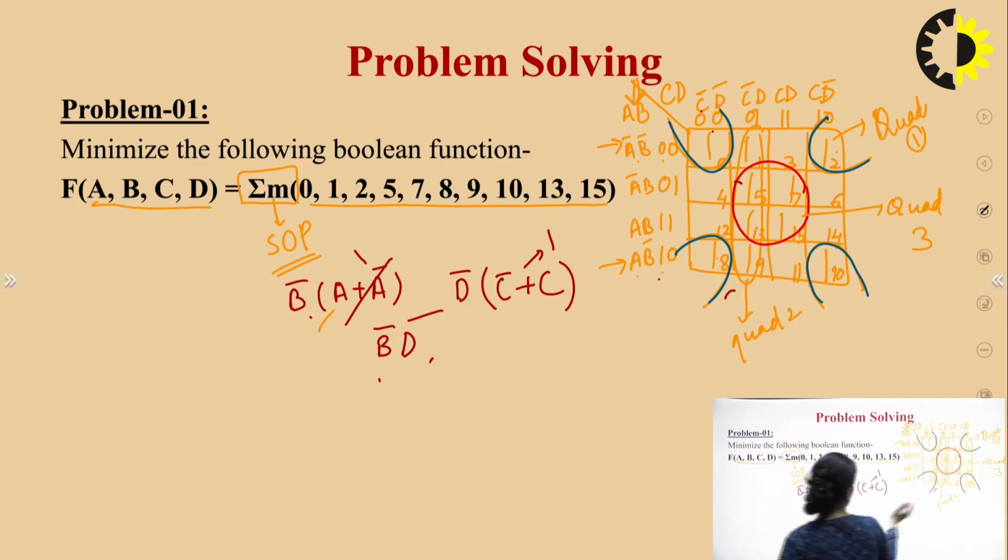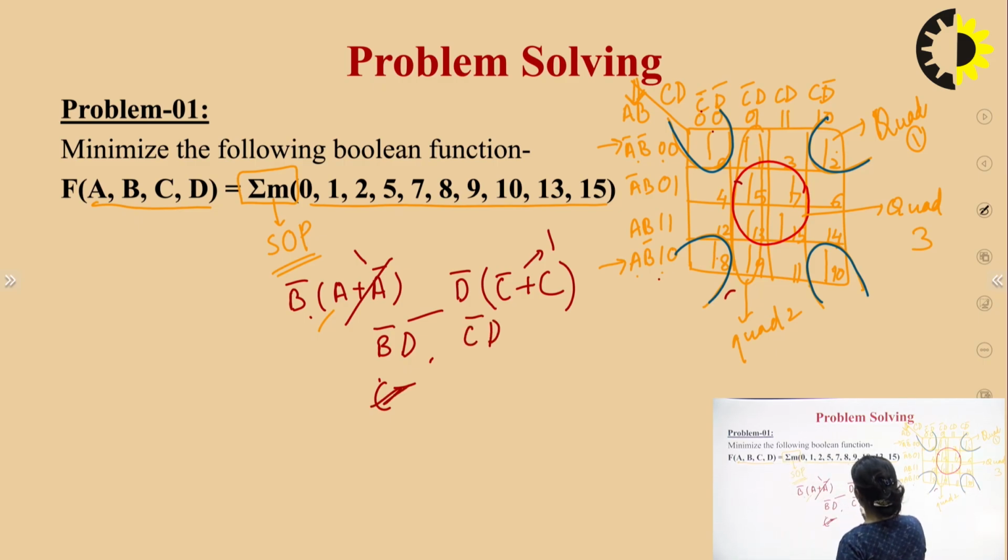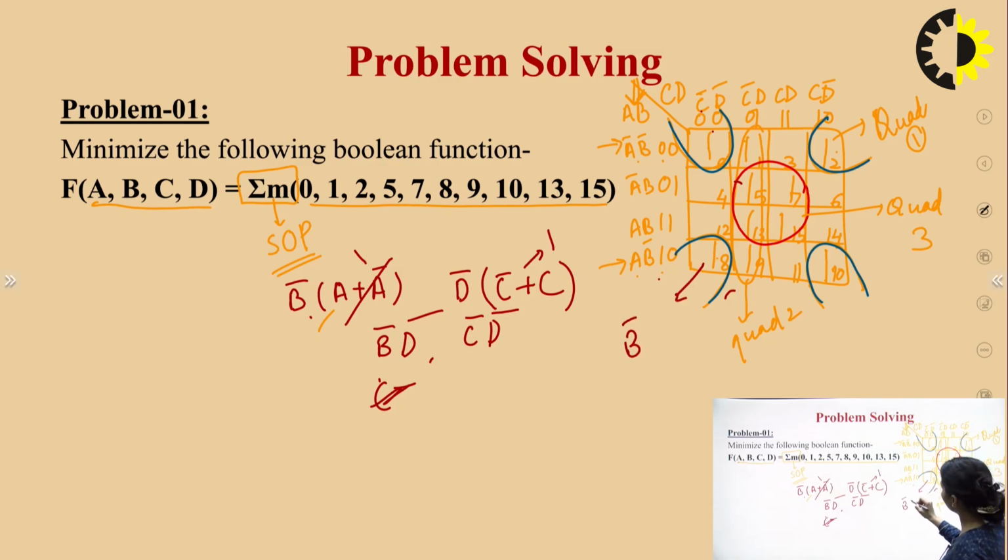For quad 2, the expression looks like this: these all are cancelled together. Only C bar D bar is left. So for the first quad it was B bar D bar. For this quad 2, it was C bar D, because C bar D only exists. All of the others are cancelled by taking common.